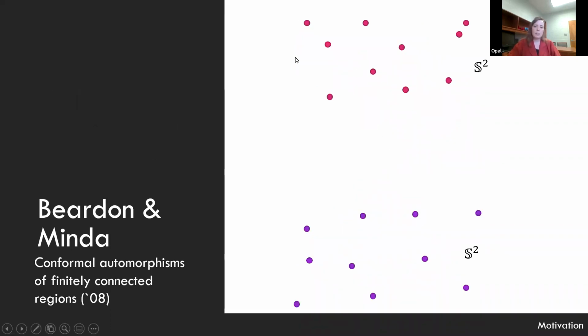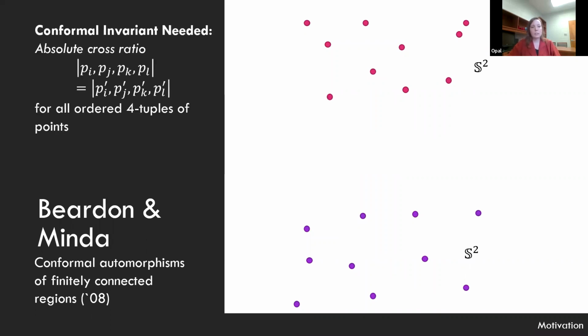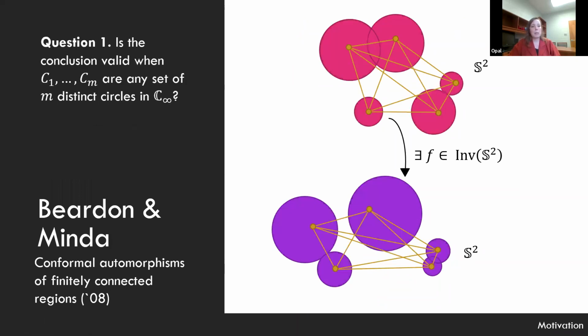The other theorem is that given two collections of points in the two-sphere, if you know that the absolute cross ratio between every four-tuple is correspondingly equal, then you know that there's an inversive transformation taking one collection to the other. And in this paper, they ask two questions at the end.